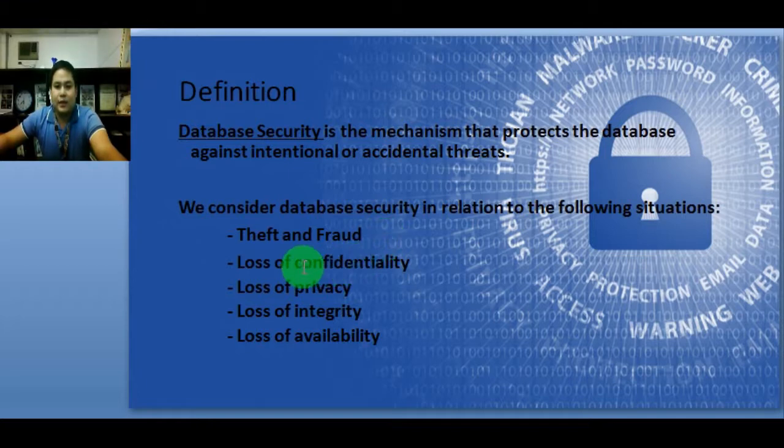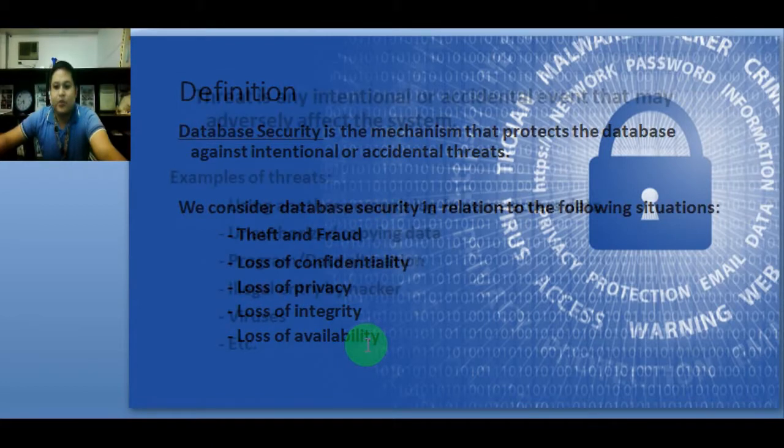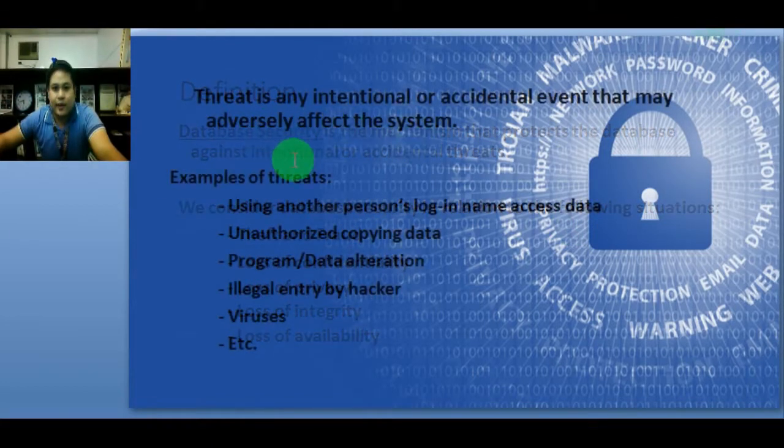Second is the loss of confidentiality. Sensitive or confidential information can be lost and others may have illegal access to the said data. Third is loss of privacy, integrity, and availability, which are somehow related to each other because they deal with information that should not be accessed by anyone. A threat is an intentional or accidental event that may adversely affect the system.